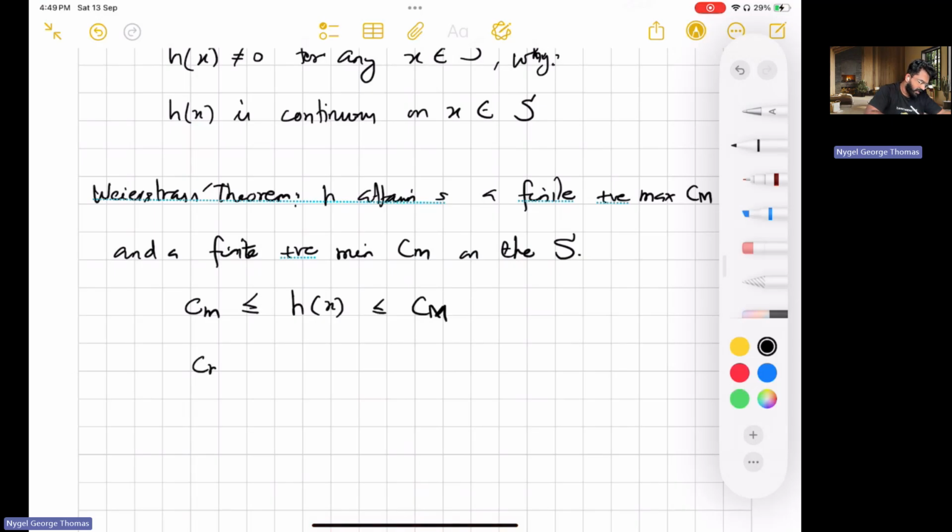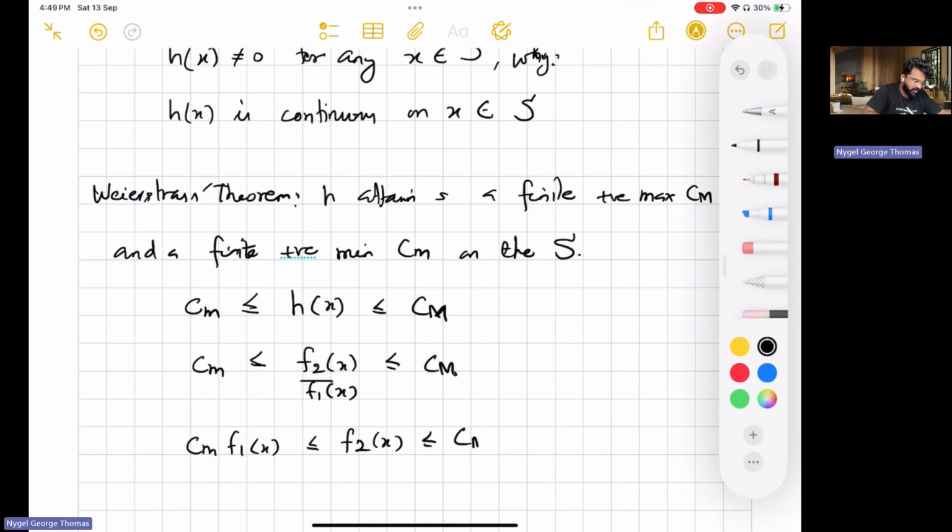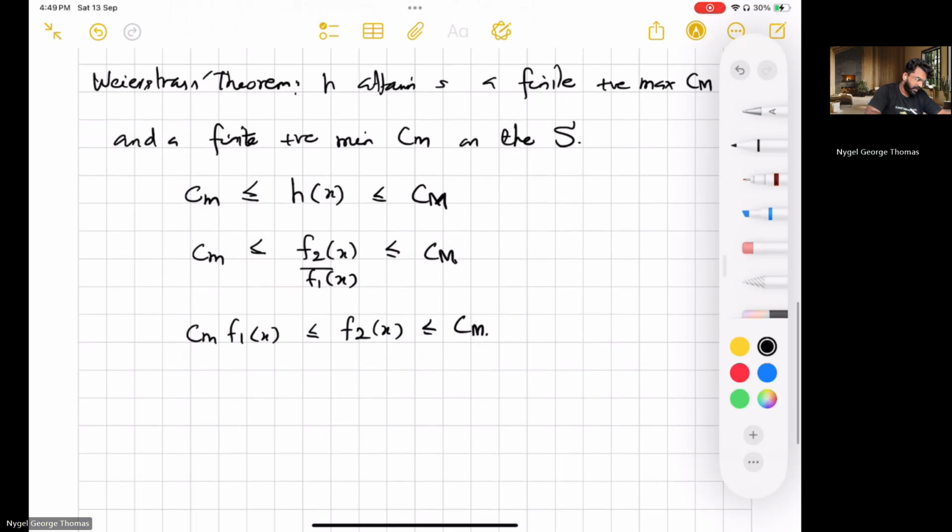In fact, this gives you Cm is less than or equal to f2 of x by f1 of x, which is less than or equal to capital M. You can cross multiply this. Cm of f1 of x is less than or equal to f2 of x is less than or equal to capital M times f1 of x. This is what follows from the Weierstrass theorem.